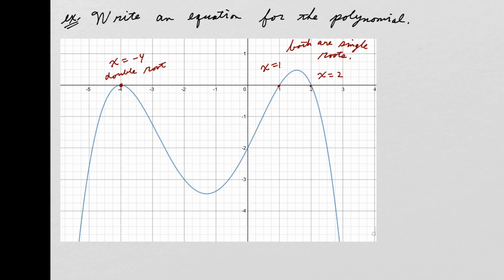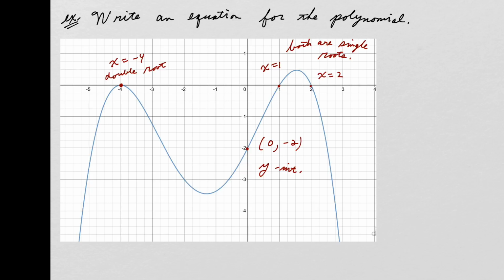What else do we know? Well, actually, there's one other point that we can easily locate here. I can locate the y-intercept. Where does the graph pass through the y-axis? It's this point right here. So this is (0, -2). This is our y-intercept. We might need that later.